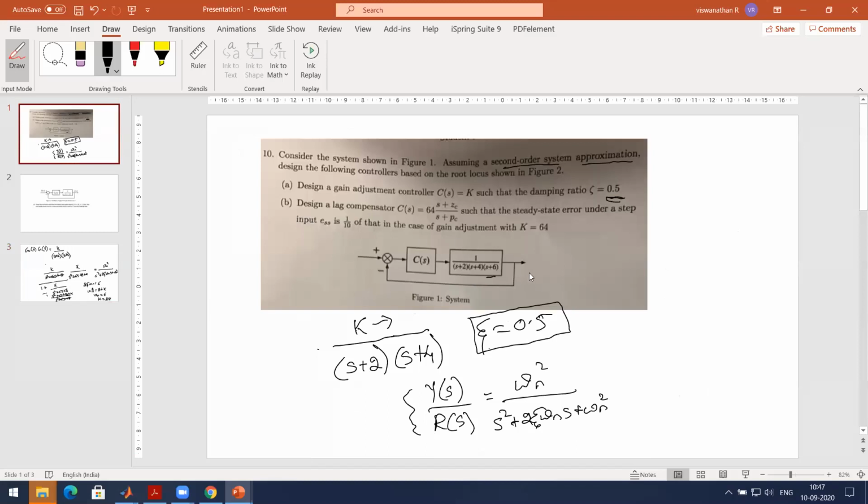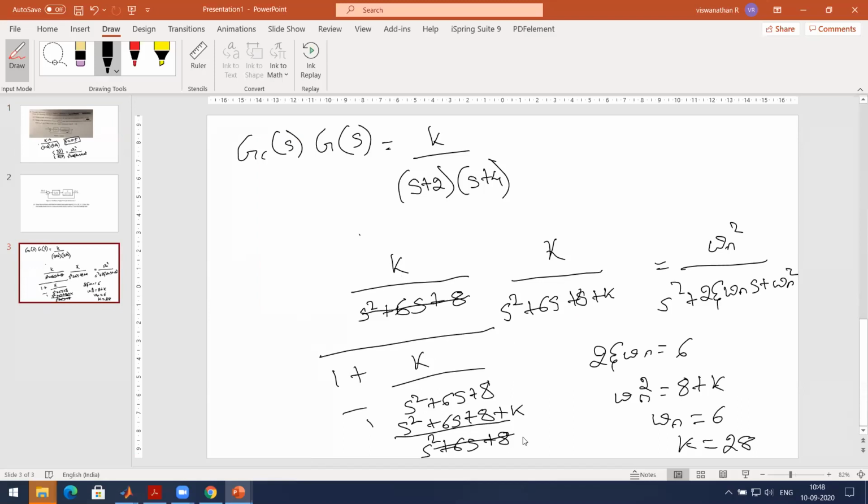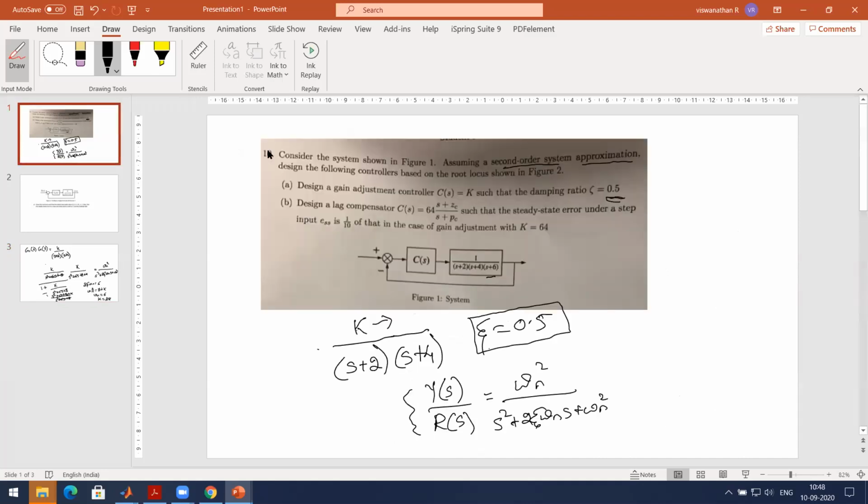Previously, we just took a second order system of this type, and then we said we need to have this K thing. Only this was given, but now this is a closed loop system. So you need a transfer function of this format. You take the closed loop transfer function, substitute the given data, find omega and find K, and that solves the first question.